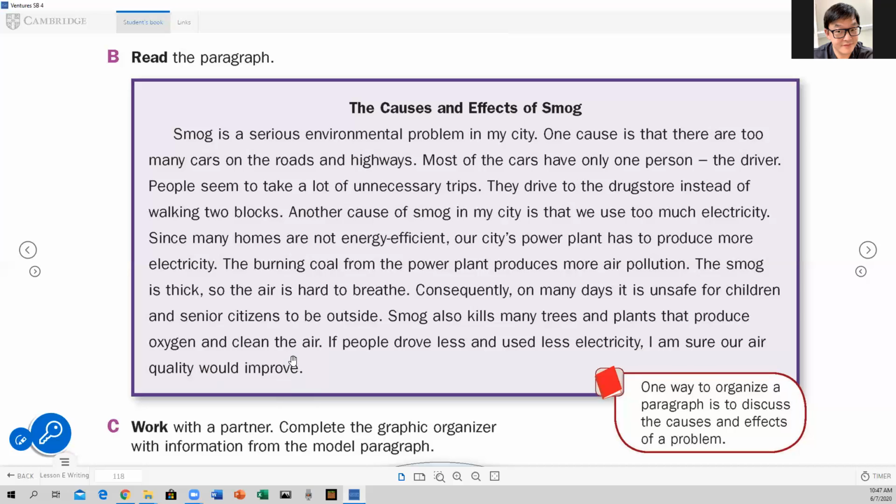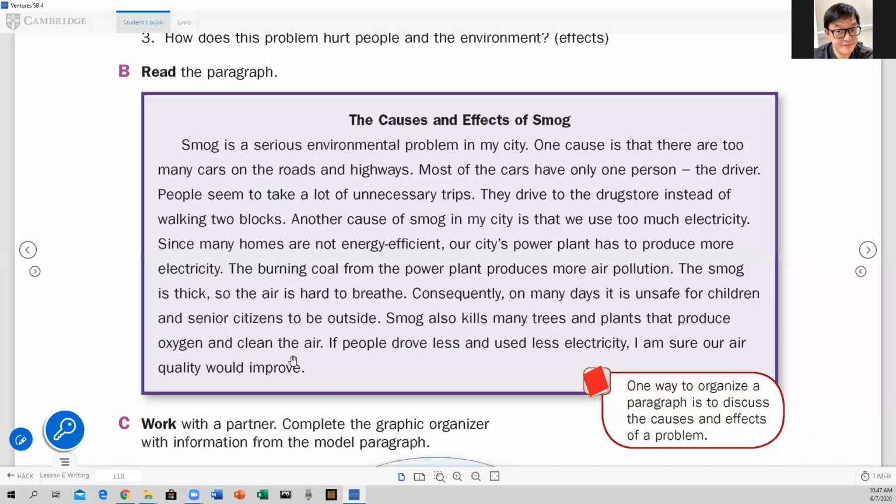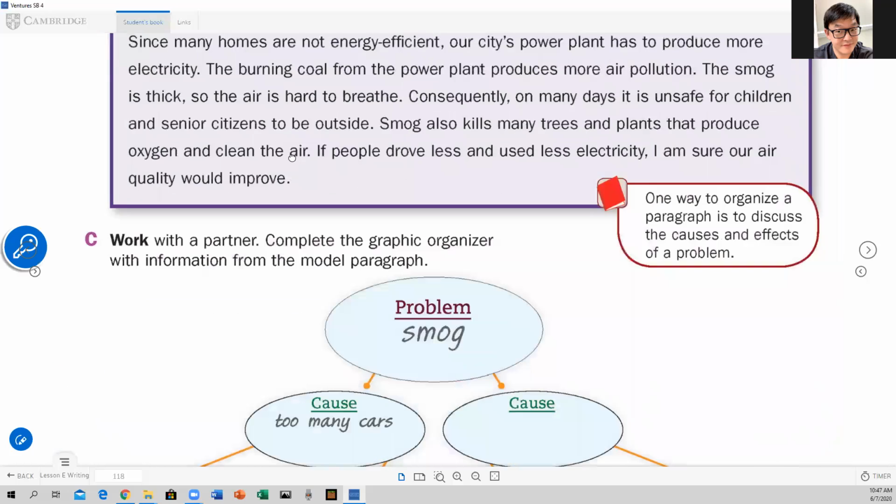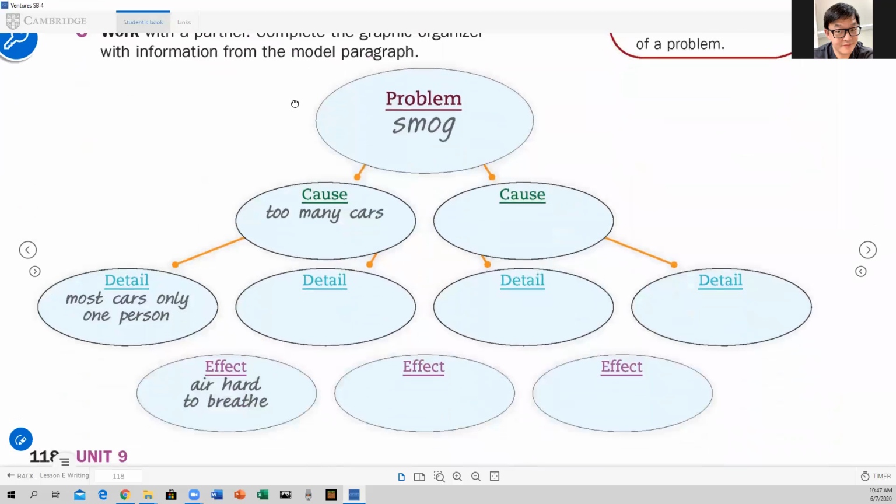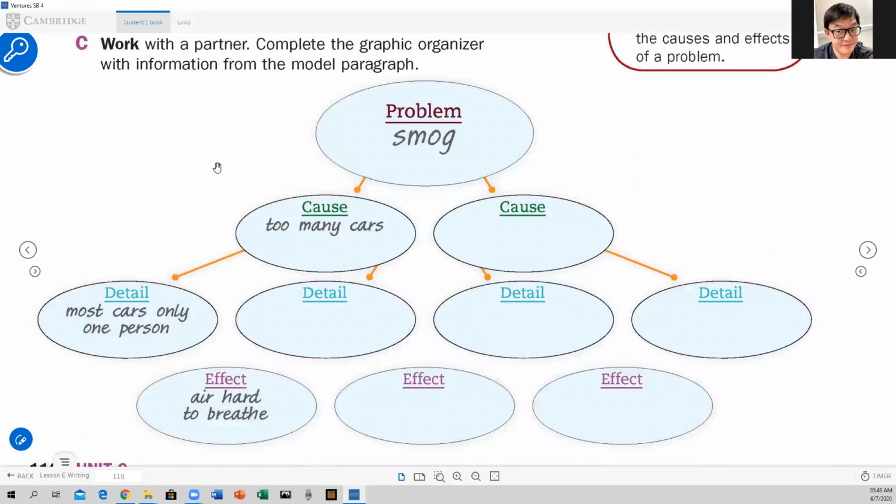Good. Did you understand the reading? Okay, so now this is what we have to do. We're going to go to the exercise, and this is what you have. I know you cannot work with a partner. That's okay, just forget about this. But look, complete the graphic organizer with information from the model paragraph. So now, with everything you read, you just have to complete it, okay?